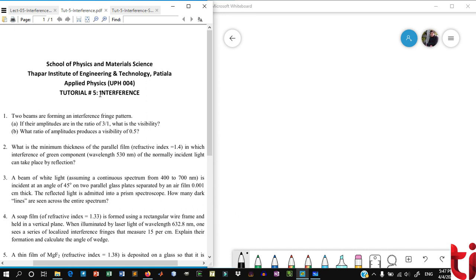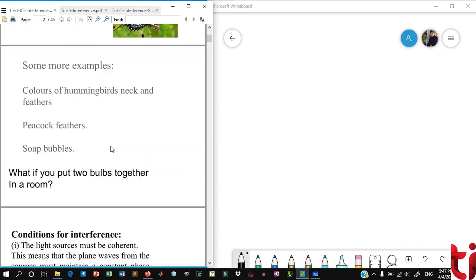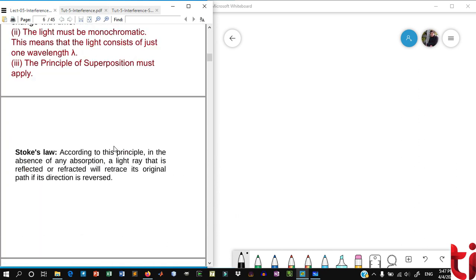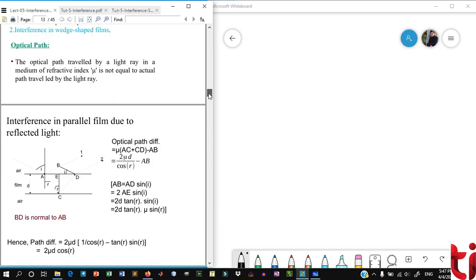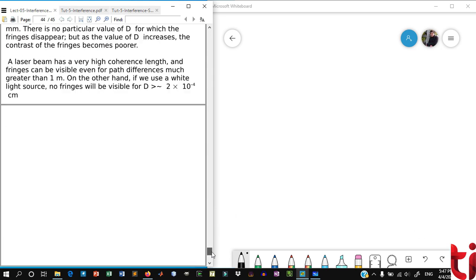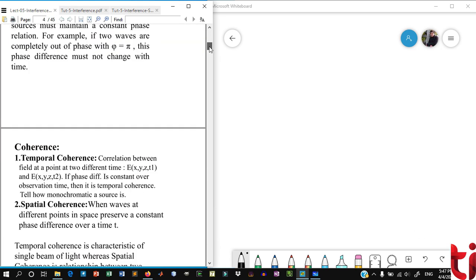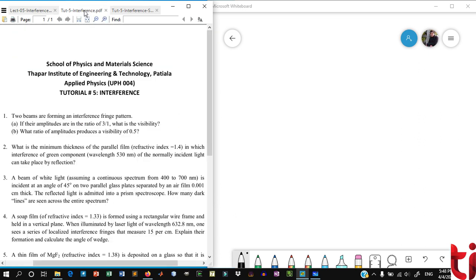So this tutorial is related to the interference that we have covered in the lecture class, and these are the slides that I have used in the lecture class. So you must have all these lecture slides because I have shared it in the Google Classroom app with you all. So let's start with the first problem.